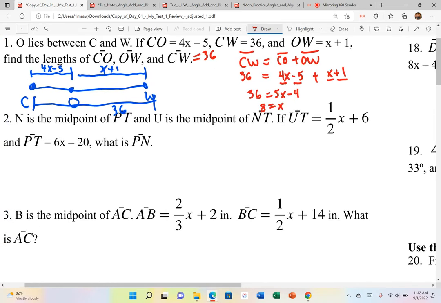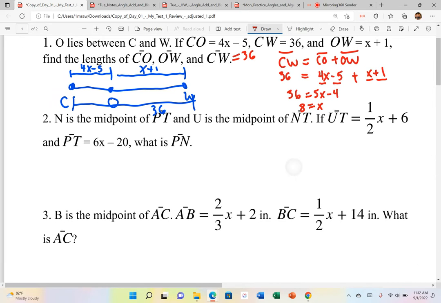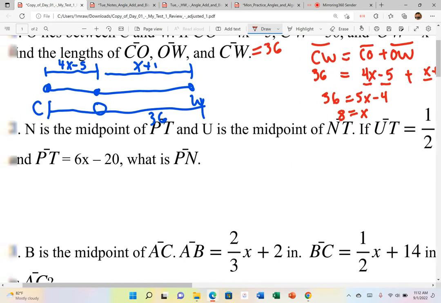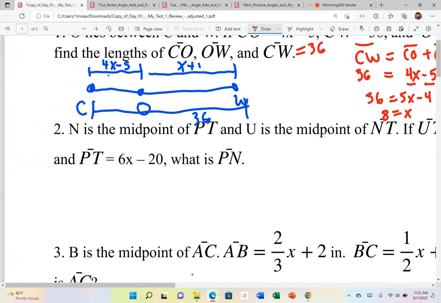Okay? The other stuff's algebra, right? I just want you to know the geometry because this is geometry class. Okay? So now that we know x is 8, we can go back and plug that in so that we can find CO and OW. So x is 8, 4 times 8 minus 5, that's 32 minus 5. That gives me 27. So we know that CO is 27, which means OW should be 9.